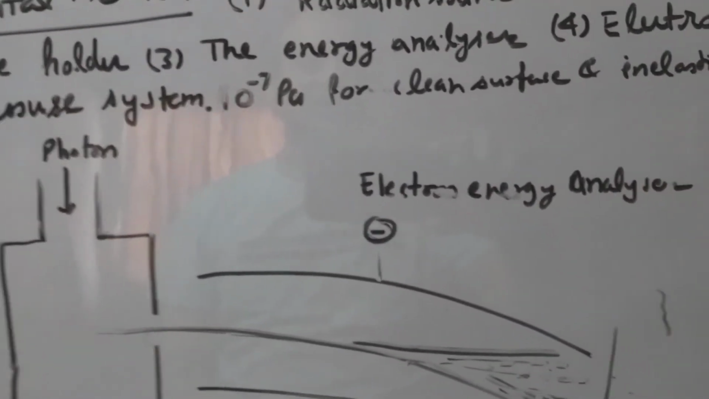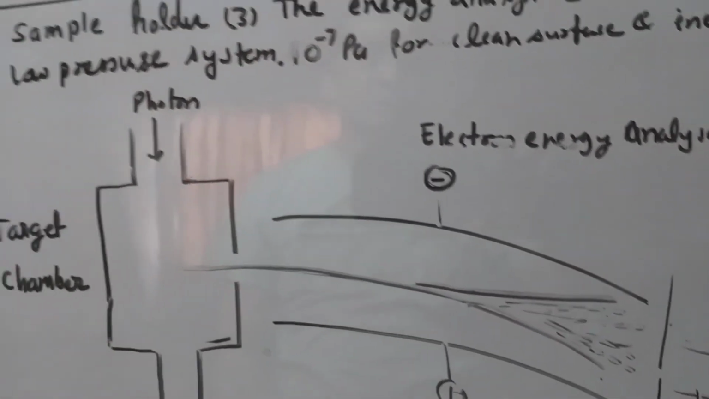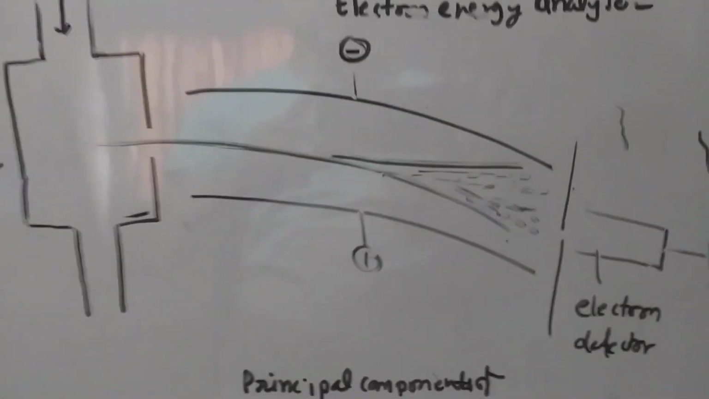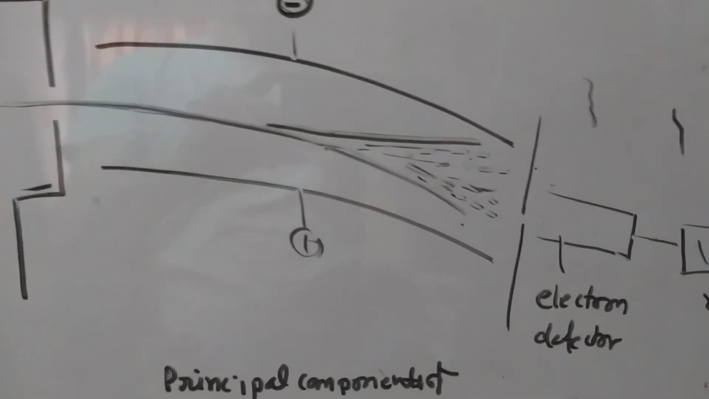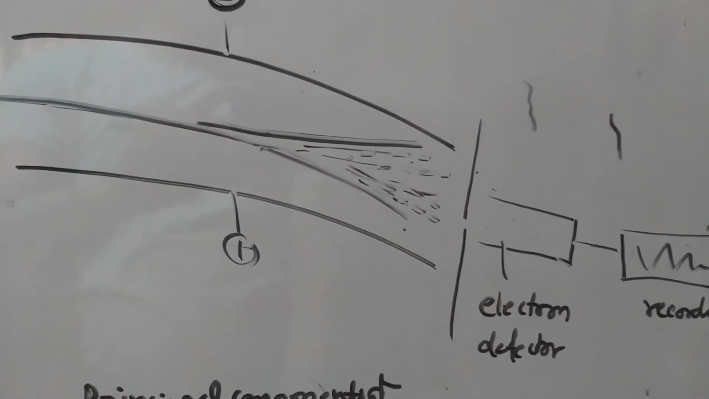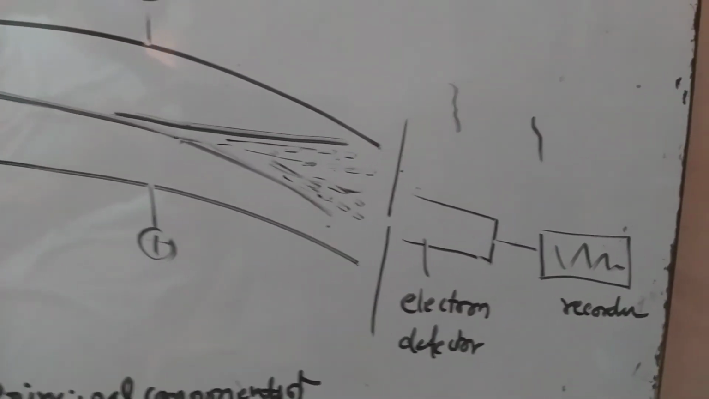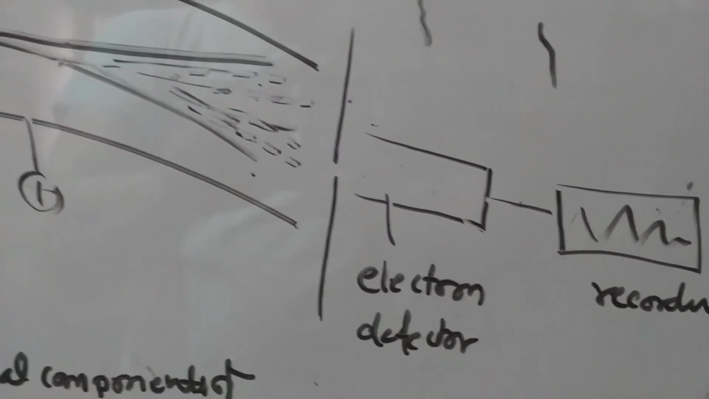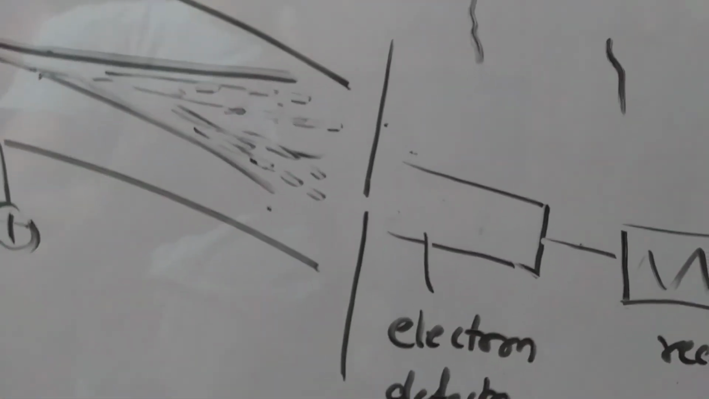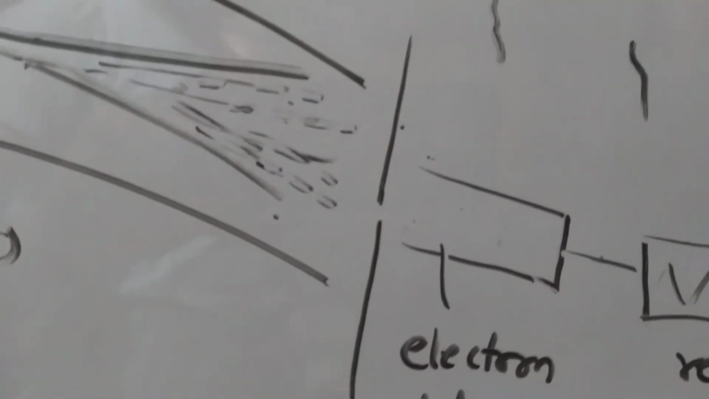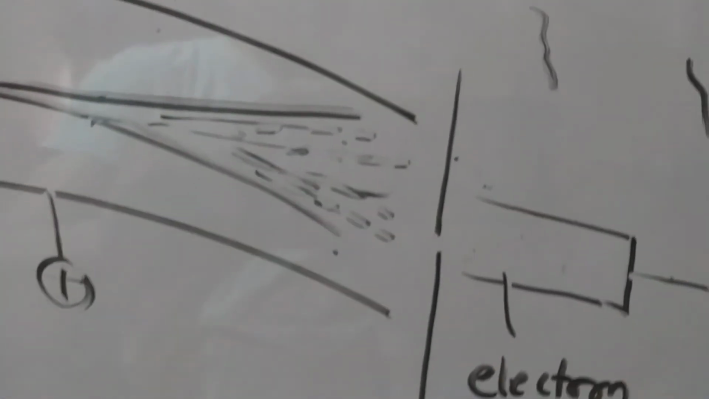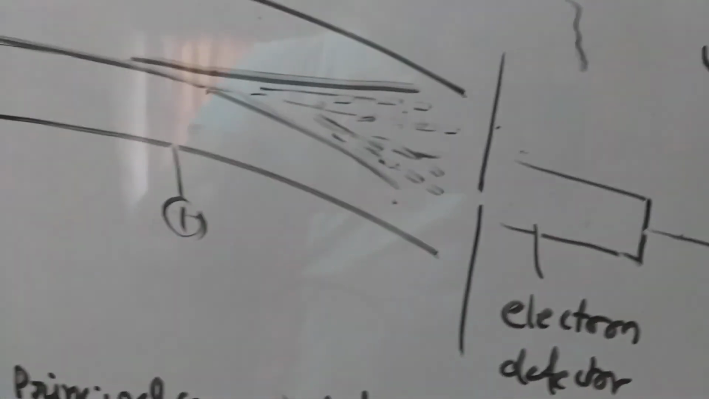Actually the work of the analyzer is like a monochromator, which disperses the photoelectrons on the basis of their energy and sends them to the detector, where they are collected and recorded for analysis in the form of a photoelectron spectrum, in which the curve is plotted between the number of electrons collected per unit time and the kinetic energy of the photoelectron. Thank you.